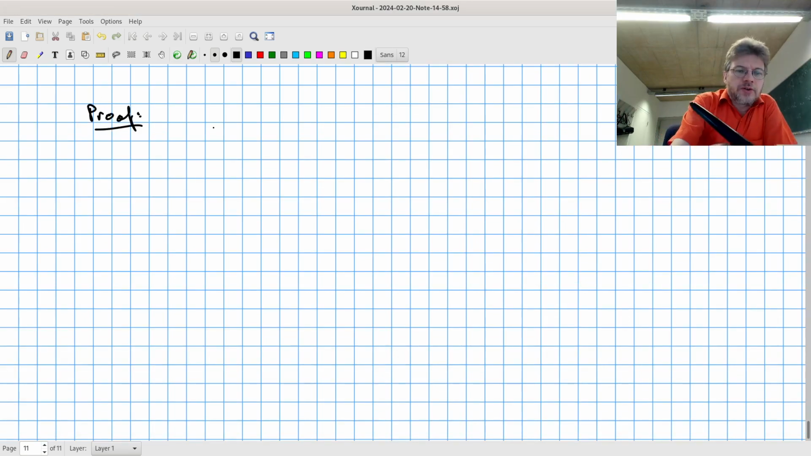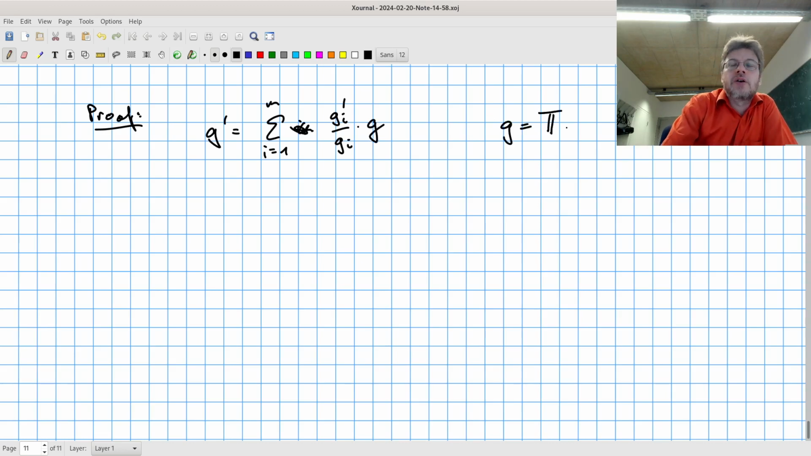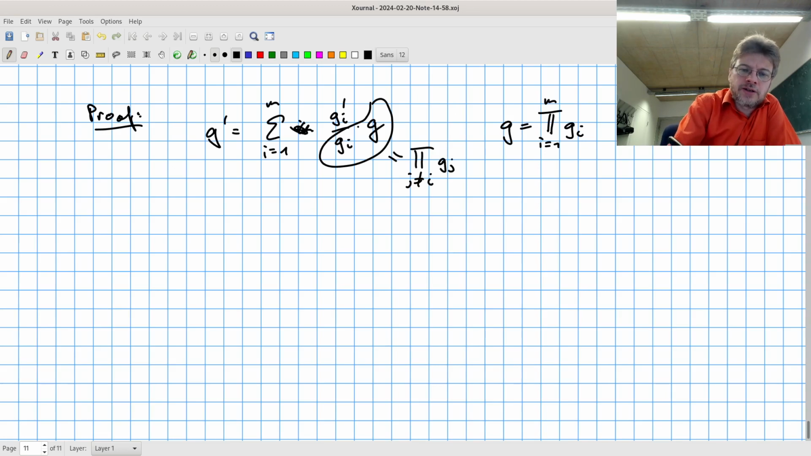Proof. Let's see what the g prime is. The g prime is the sum i from 1 to m, of g_i prime times g divided by g_i, because the g is the product of g_i, i from 1 to m. So this one is the product of all j different from i, g_j. The g is really just the product of the g_i's with always multiplicity 1. I would have to put an i here if it was a general square-free decomposition of an arbitrary polynomial, but that's not the case here.